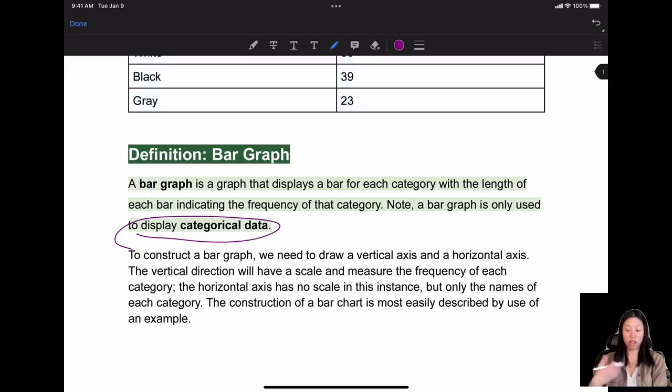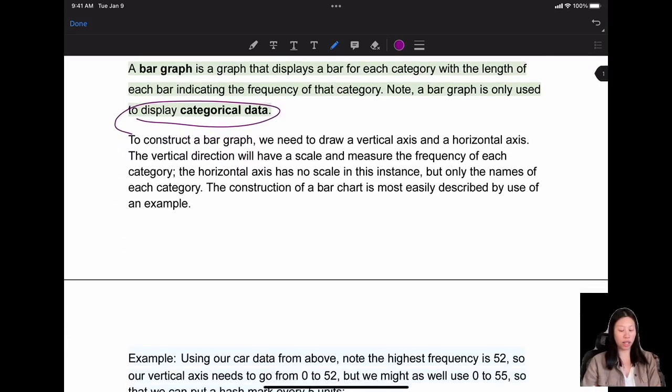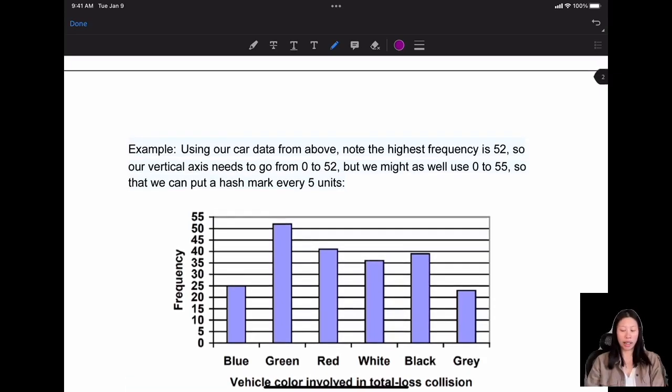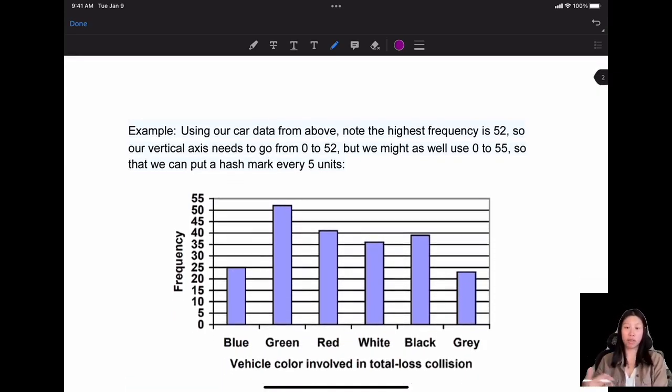The construction of a bar chart is most easily described by the use of examples. So here's one, like the previous example. Using our car data from above, note the highest frequency is 52. So which car occurs 52 times? The green one, right? And then our vertical axis needs to go from 0 to 52. So we might just as well use 0 to 55. That's the range for our vertical axis, so that we can put a hash mark every 5 units.